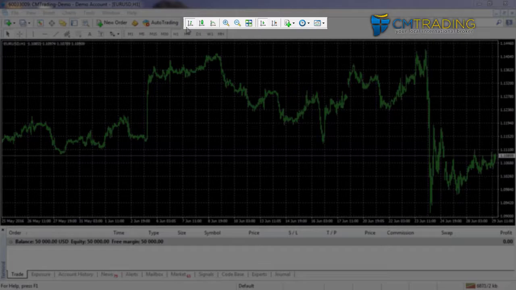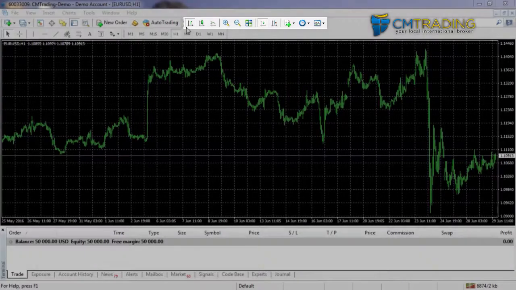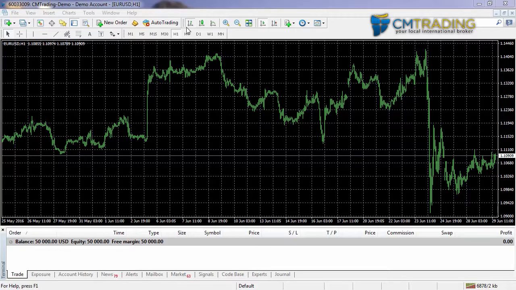The next set of tools is quite important to use. What I'm going to do is show you how each of these buttons work, and we're going to start adjusting our chart so that it's easier to read. And let's face it, it does need to look a little bit better than the default MetaTrader setup.